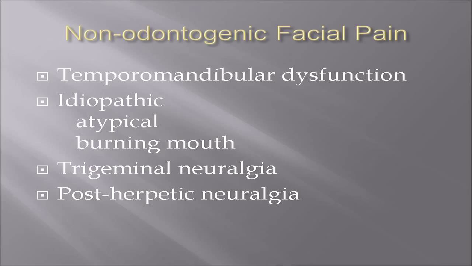Temporomandibular dysfunction, you will also see it written as temporomandibular joint dysfunction, temporomandibular pain dysfunction syndrome. It's probably more accurate to say temporomandibular dysfunction because not all of the pain results from the joint itself. The joint may be relatively normal, but it's myofascial pain from structures around the joint. We see idiopathic pains, atypical facial pain, burning mouth or burning mouth syndrome. We do see quite a lot of trigeminal neuralgia, and we do occasionally see cases of postherpetic neuralgia following shingles in the orofacial region. And I'll talk about each of these.